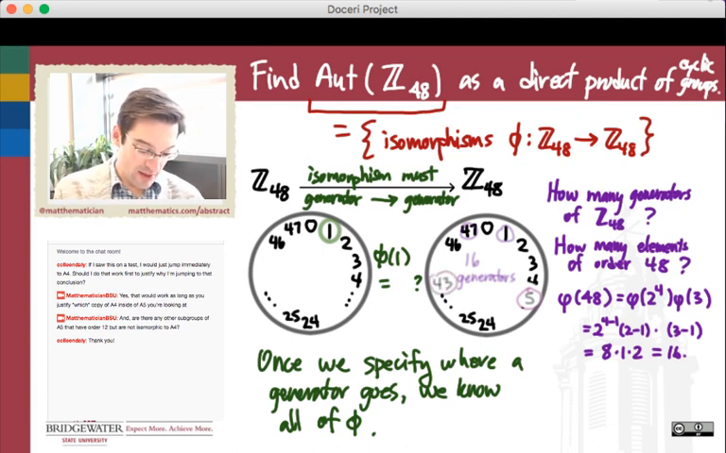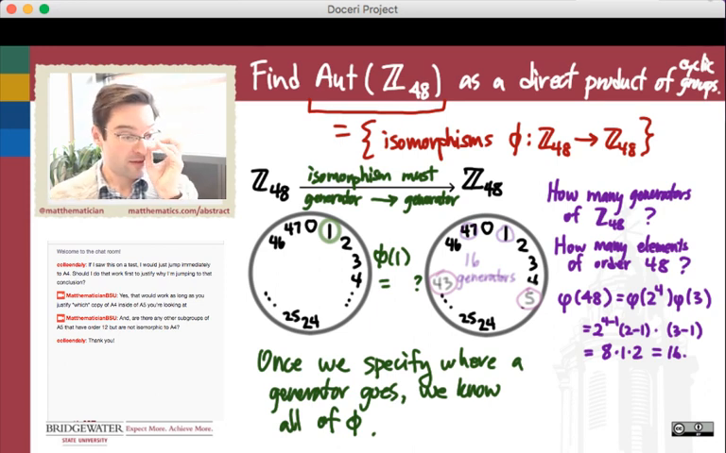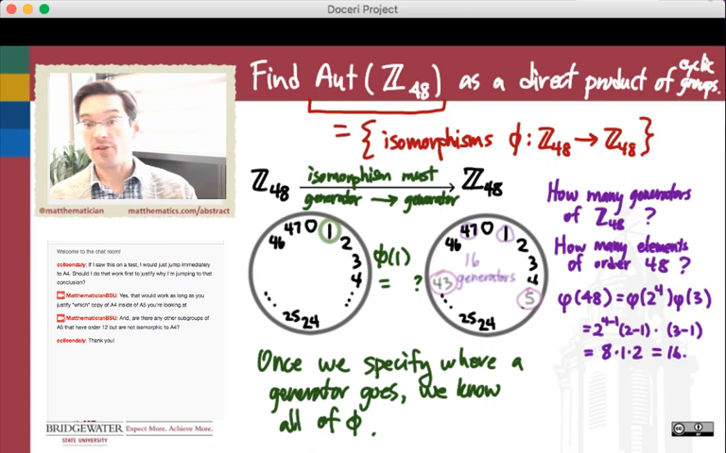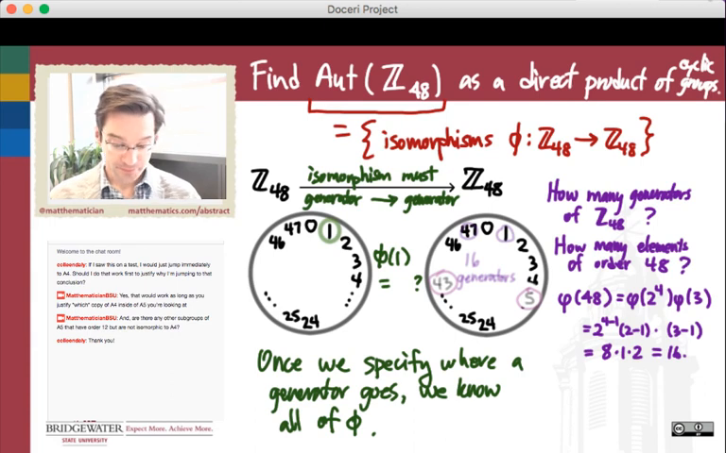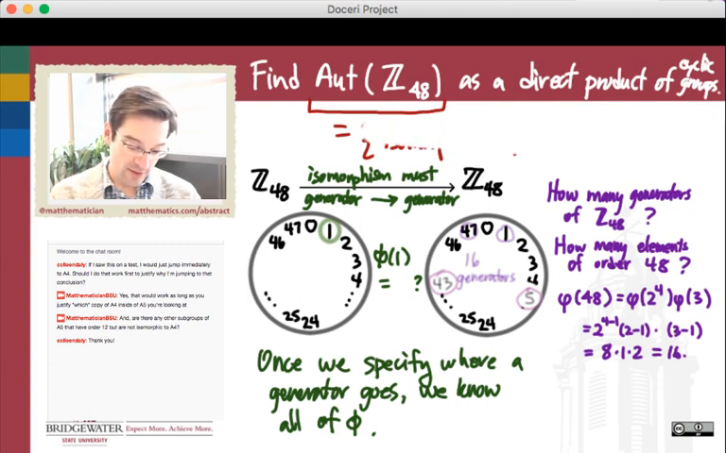So there are 16 generators that we could select here. And therefore, each one of those different choices of where to send my generator, 1, is going to give me a different automorphism of Z48. So we know for sure that the automorphism group of Z48 is going to be a group that has 16 elements.